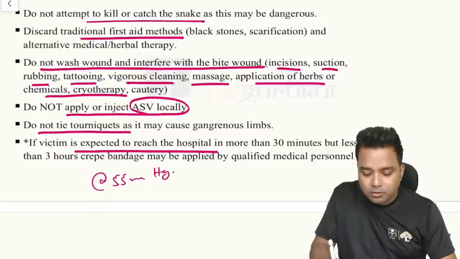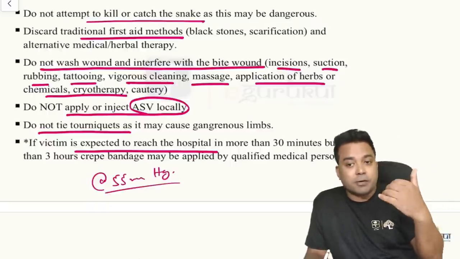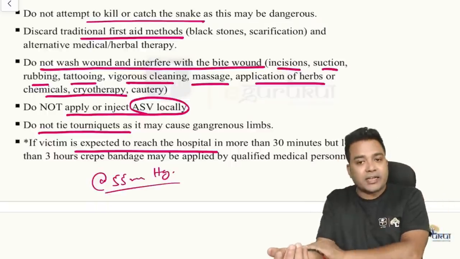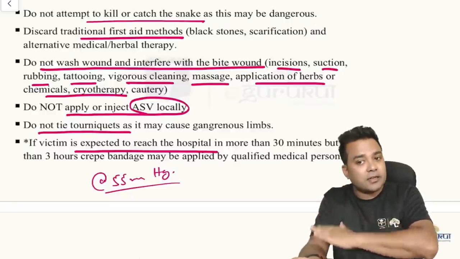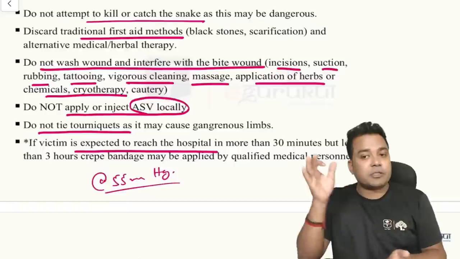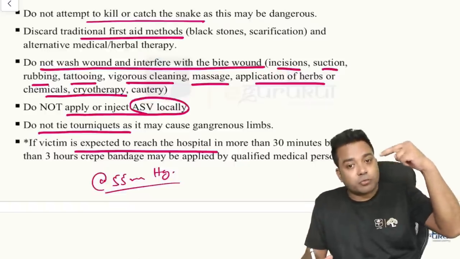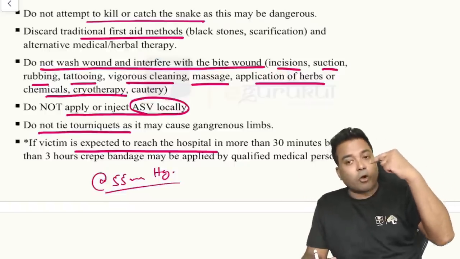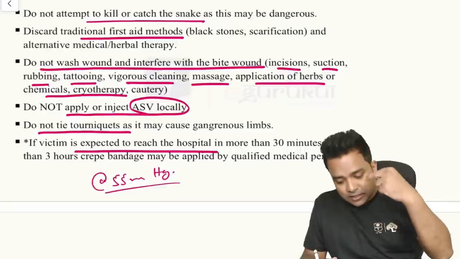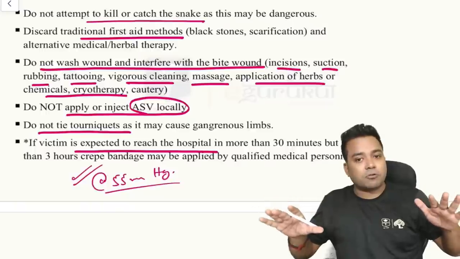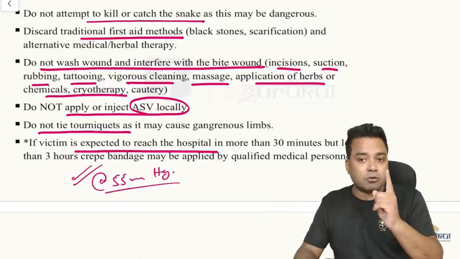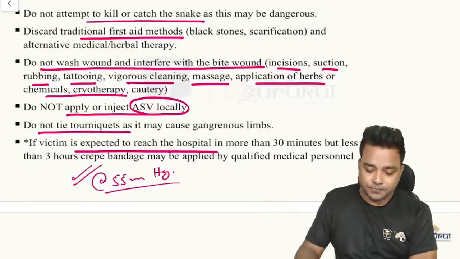Because at this pressure, what is compressed is only the lymphatics and the superficial veins. The major veins and arteries are not compressed. And the major route of venom spread is these lymphatic channels and superficial veins. So we obstruct those channels which lead to venom spread at this pressure, and the arterial limb supply is also maintained. That can be utilized. But tourniqueting is not to be done.